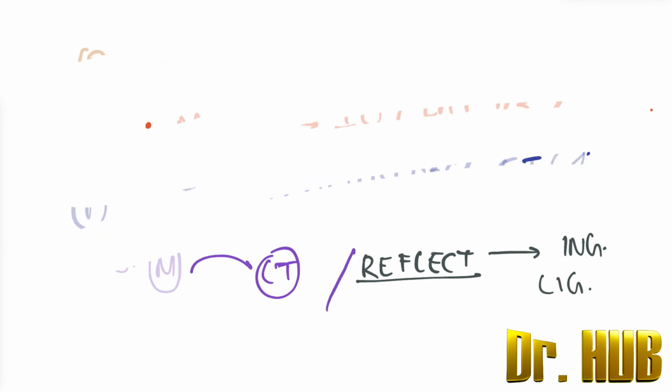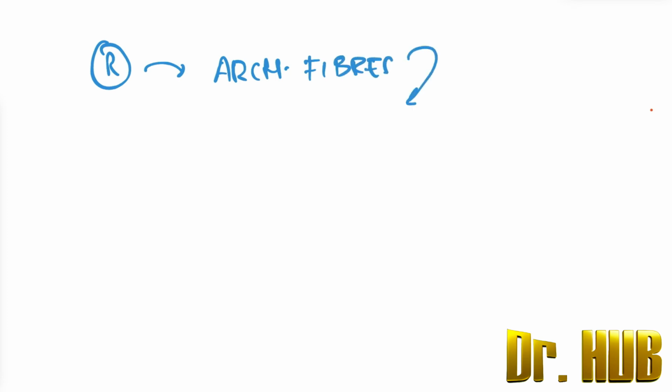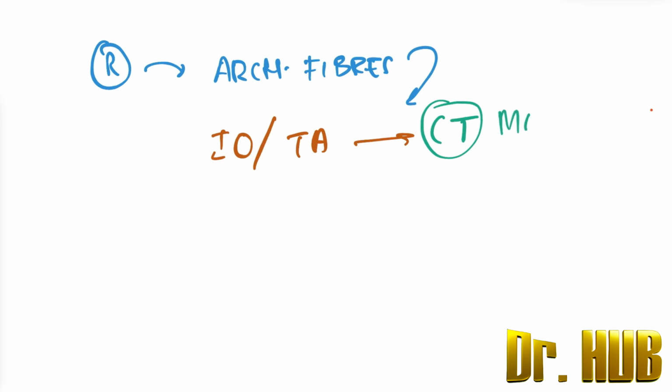Now let's move on to the roof. What is present in the roof? The roof includes arched fibers of the internal oblique as well as the transversus abdominis. This forms a conjoint tendon medially.